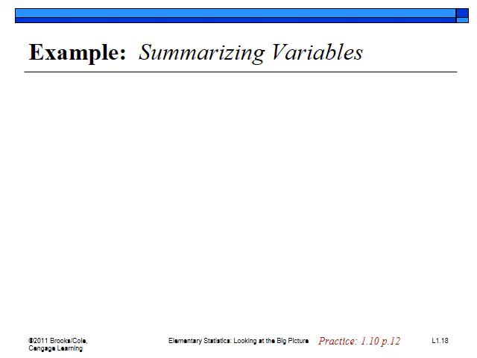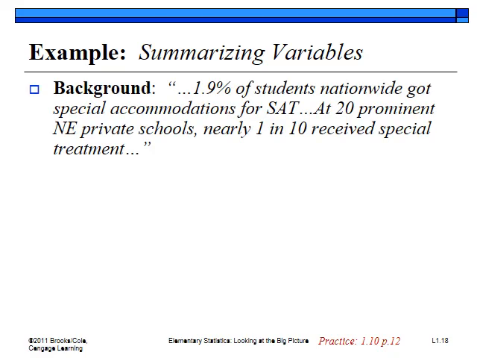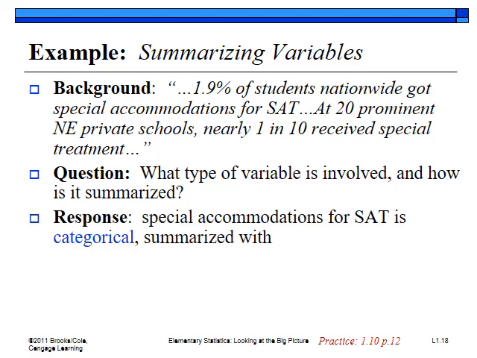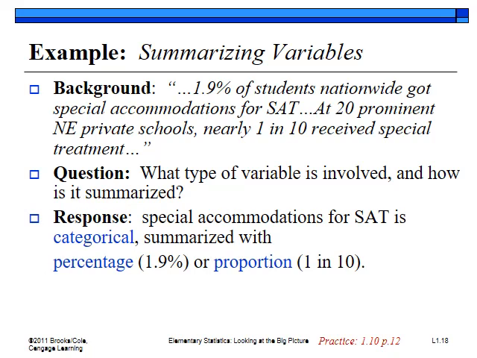Let's look at another example of summarizing variables. 1.9% of students nationwide got special accommodations for SAT. At 20 prominent Northeastern private schools, nearly 1 in 10 received special treatment. What type of variable are we dealing with here, and how is the summary reported? Here, whether or not a student received special accommodation is categorical. It's summarized both as a percentage for the nationwide and as a proportion for those in the private schools.